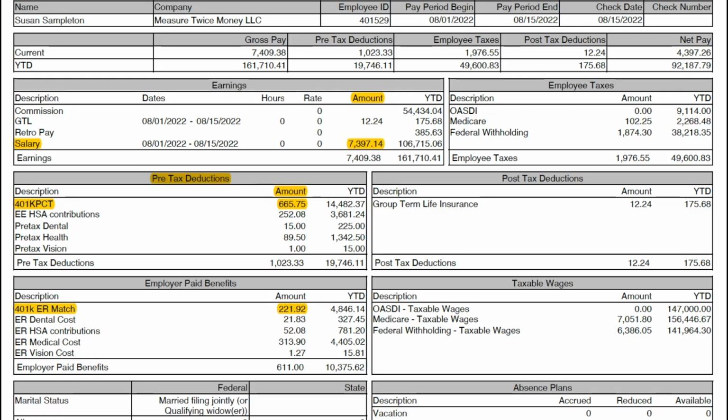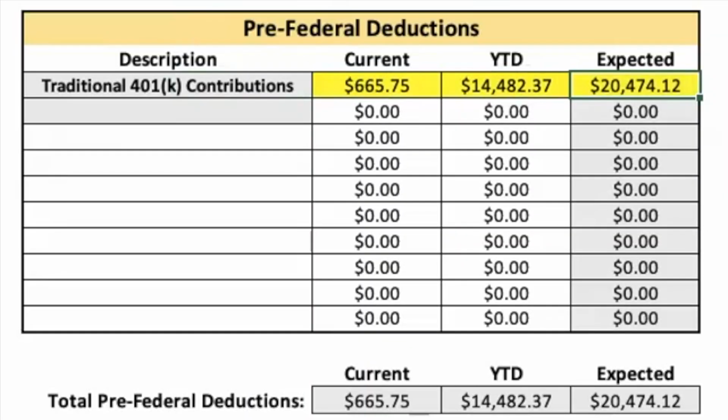And below, in the employer-paid benefits section, we can see that her employer contributed 3% of her base salary as well. As we enter this into the calculator, we see on the expected column that she was on track to contribute about $20,500 as an employee, which was the annual limit in that year for someone under age 50. Here's an example of what the calculator does if your expected plan contribution exceeds the plan contribution limit that you set in the base facts.